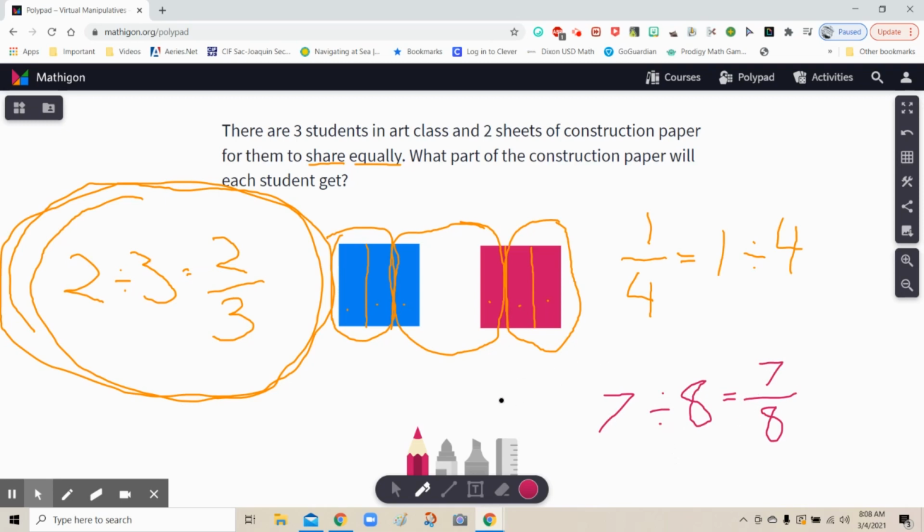If you wanted to draw a picture, you could draw 7 wholes and cut each whole into 8 parts. Or if you understand the relationship, you can just go straight to realizing that any problem where I'm dividing 2 whole numbers, I can just turn that into a fraction.